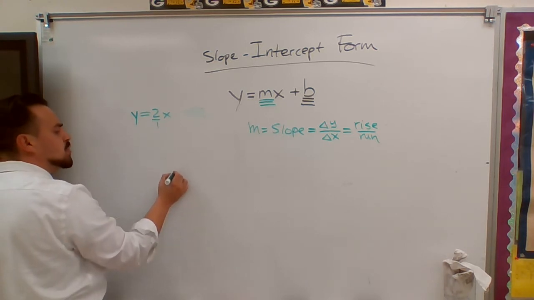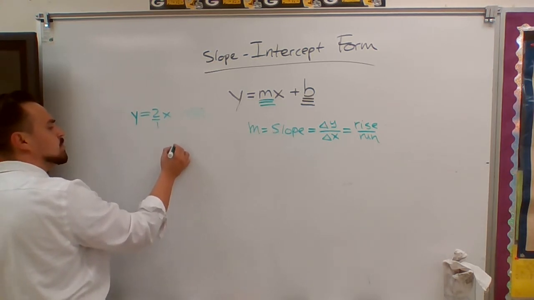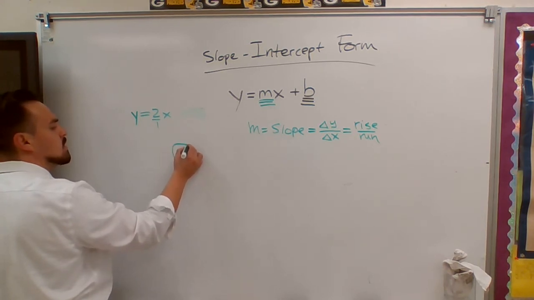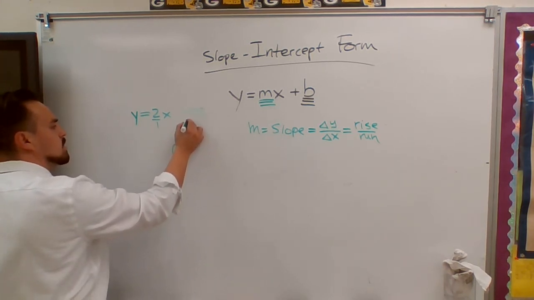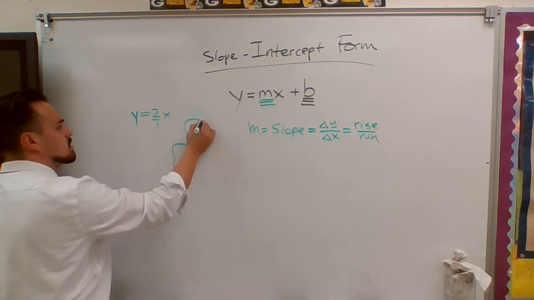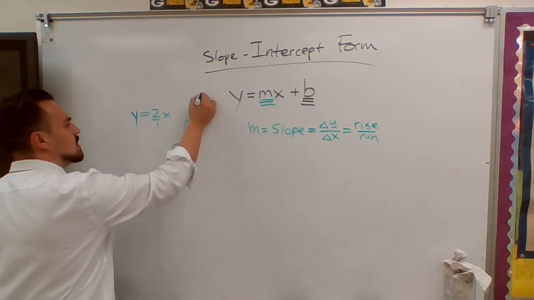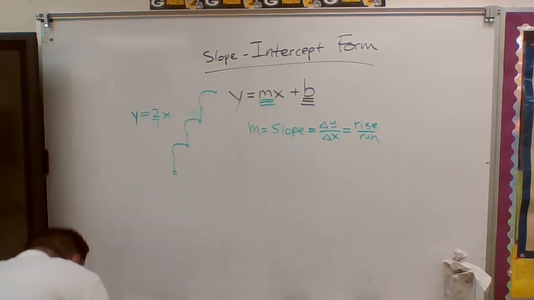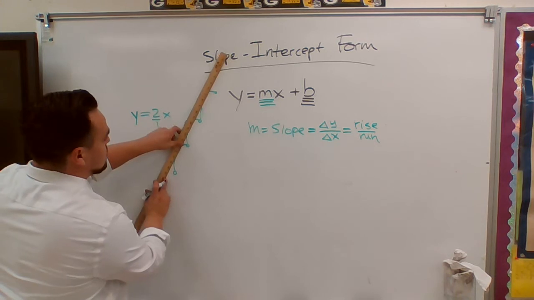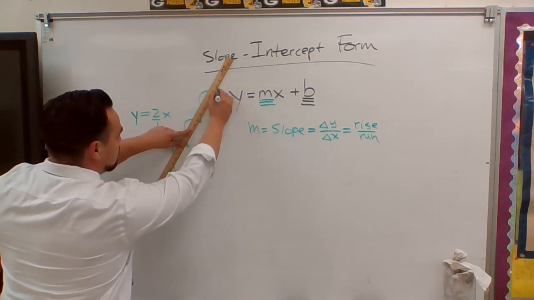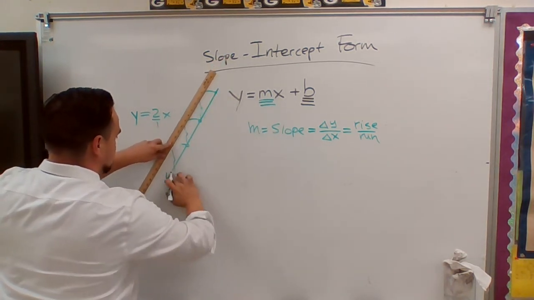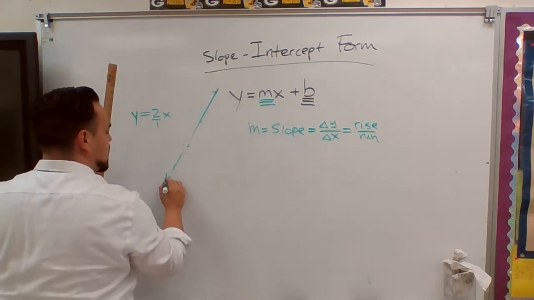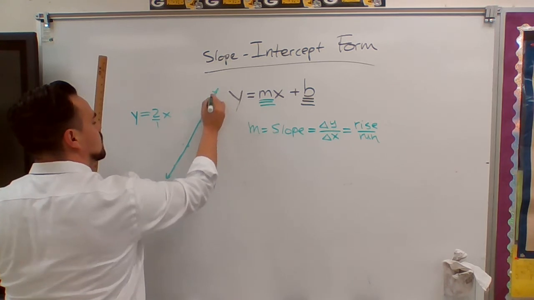The rise is 2. You're going to go up 2 from this point, and then go over 1 there. You go up 2 to there, and then over 1 to there. Up 2, then over 1 to there. Then you can connect those points, and you'll see that the slope of this line is up 2 over 1, up 2 over 1, up 2 over 1.